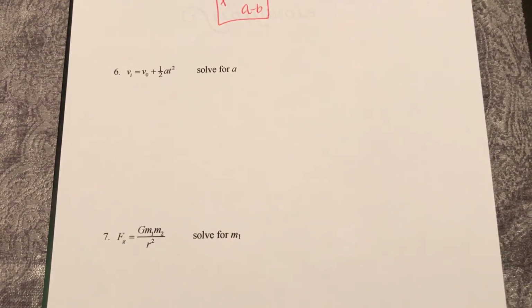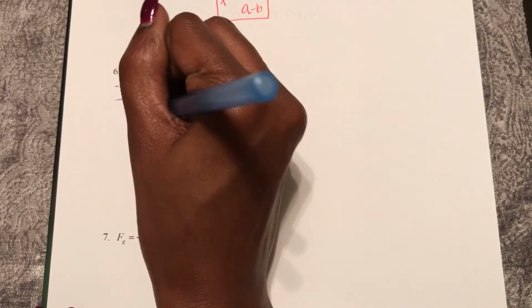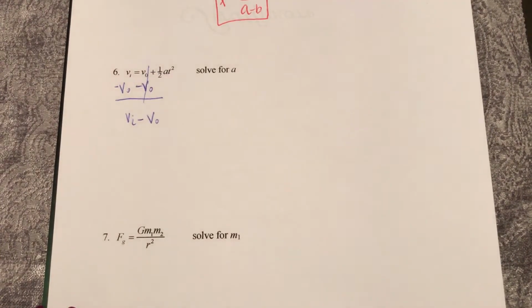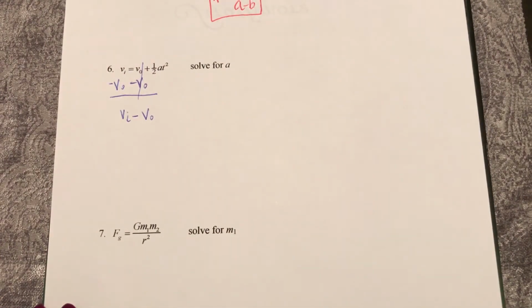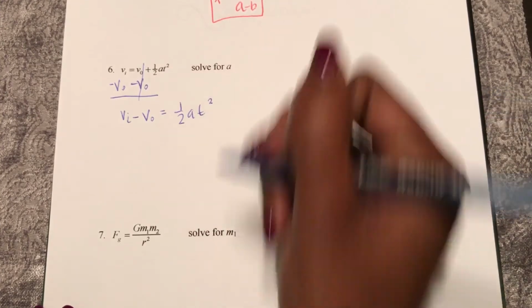So we're trying to isolate a. That means everything else except for a is going to be treated as a constant and move to the other side of the equation. So add or subtract before you multiply or divide when solving equations. Since I'm adding v naught, I'm going to subtract that from both sides. So I have my initial velocity. Actually, I don't really know what these terms stand for. Vi minus v naught equals 1/2 at squared.